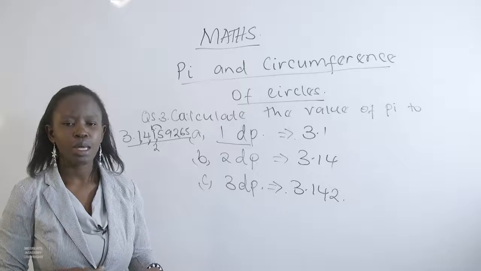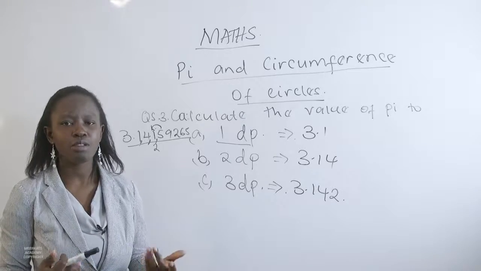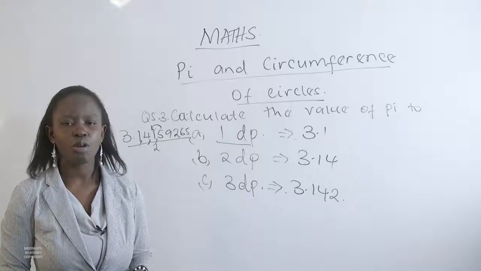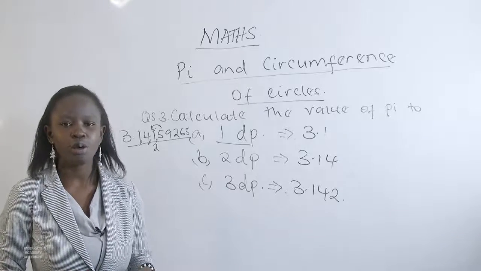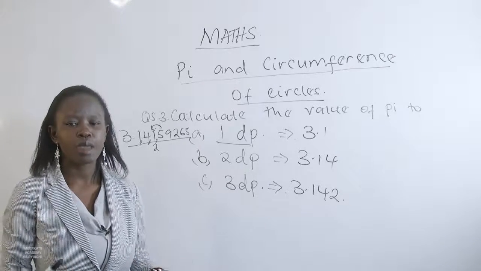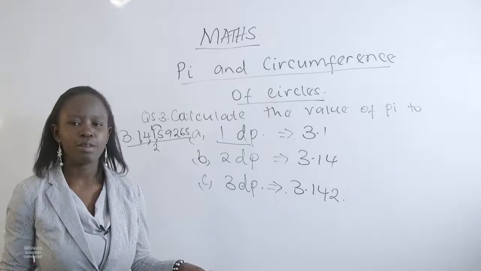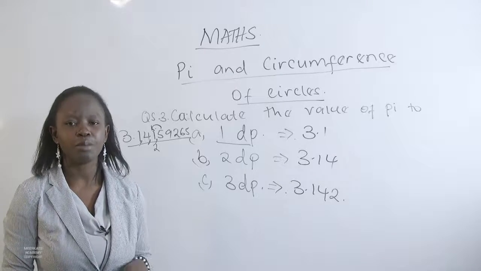So the task I'm leaving you with is to test your memory and find out up to a maximum of how many decimal places you can memorize the value of pi. Try and memorize the values of pi to as many decimal places as you can, depending on what your memory can accommodate.